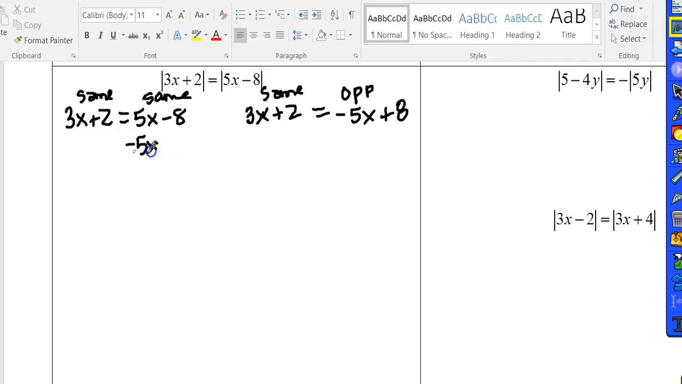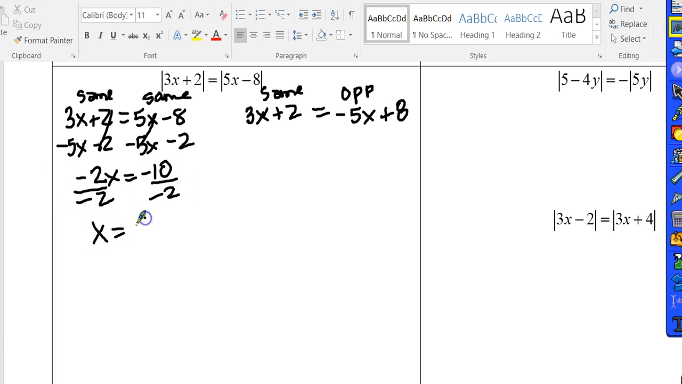Then we're going to come over here and solve. So we'll subtract 5x from both sides. And since we're taking the x to the left, we'll take the 2 to the right through subtraction. And we get -2x equals -10. Divide by -2. And we get x equals +5. Not bad. Not too difficult.